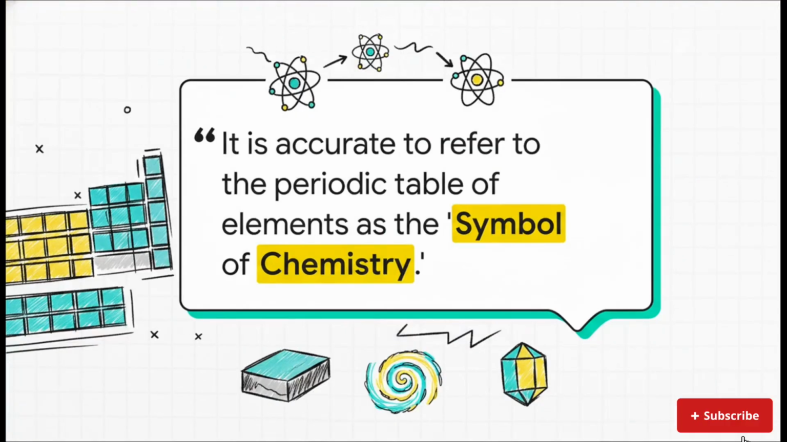As our source material perfectly points out, quote, "It is accurate to refer to the periodic table of elements as the symbol of chemistry," end quote. It's the ultimate key. This single symbol structures all known matter, guiding us through the chemical properties, reactions, and the raw potential of absolutely everything around us.